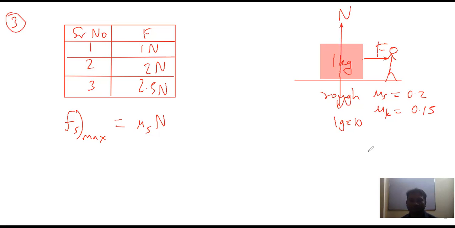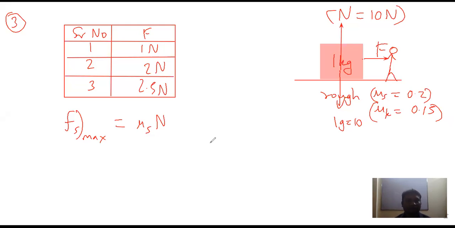So in this case, N is 1g, which is 10, because there is no vertical motion. So N is given as 10 Newton. Now, let us calculate the value of mu s N. Mu s is given as 0.2 into N, which is 10. So it will come out to be 2 Newton. So Fs max comes out to be 2 Newton.